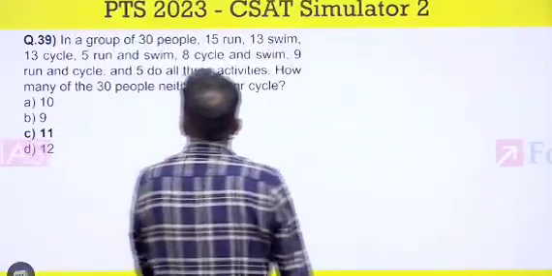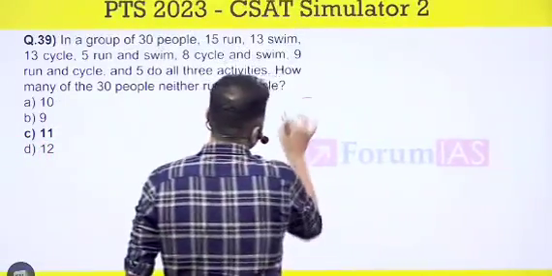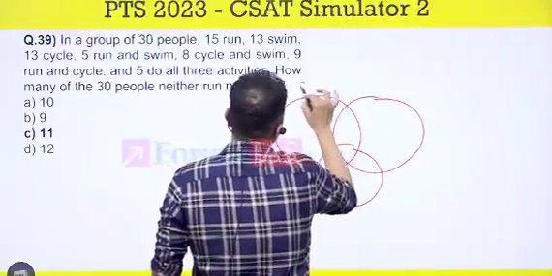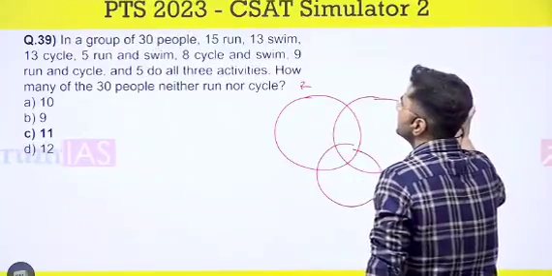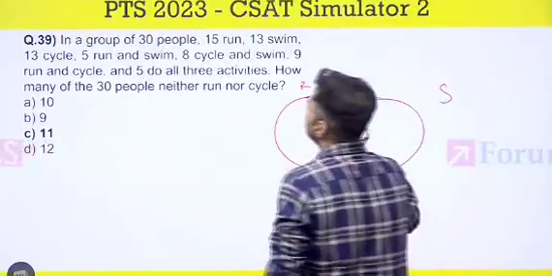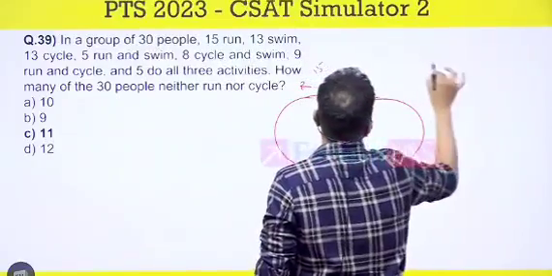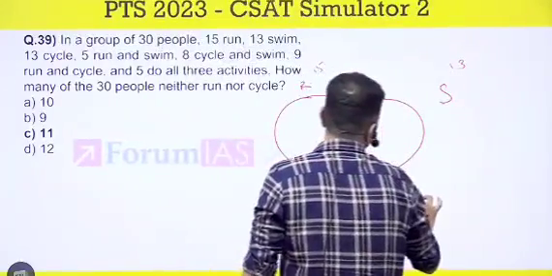Okay. In a group of 30 people, 15 run, swim, theek hai. This is a 3-set Venn diagram. So these are my runners. These are swimmers and these are cyclists. This is 15, 13, 13 swim and 13 cycle.